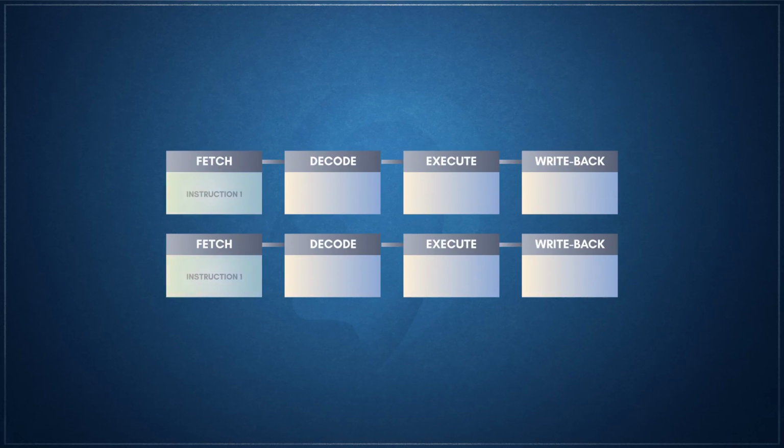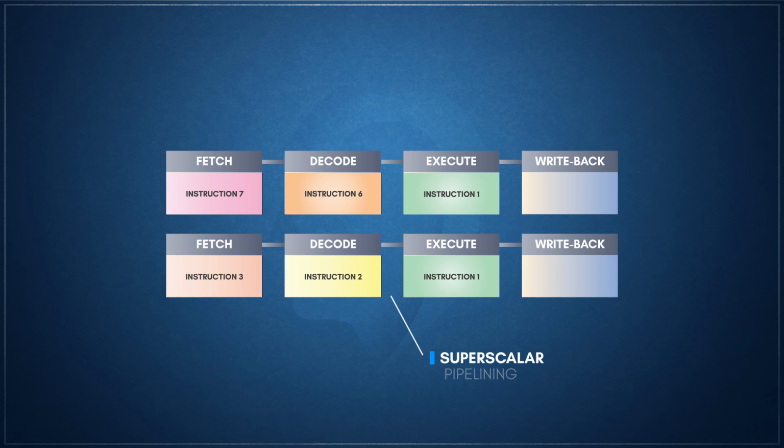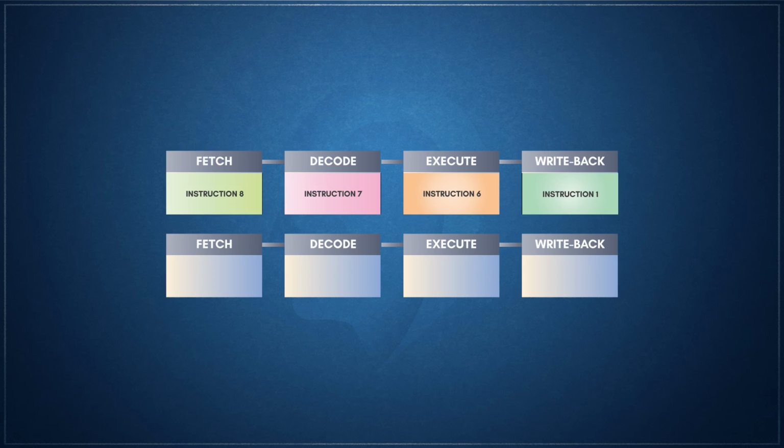Some CPUs even forego branch prediction altogether and operate multiple pipelines in parallel with duplicated logic. This is known as superscalar pipelining, and it allows multiple instruction paths to be processed simultaneously. When the correct path is determined, the incorrect pipeline is abandoned.